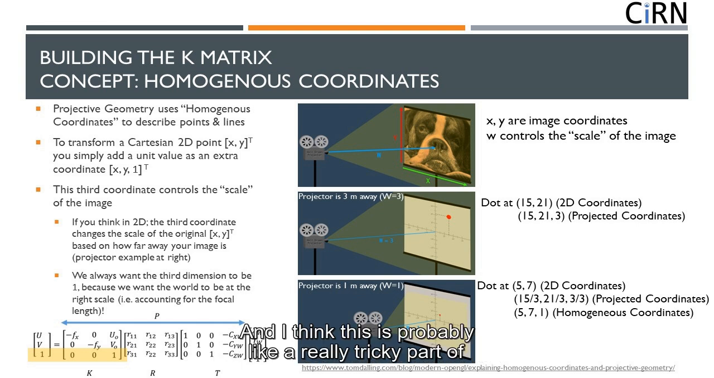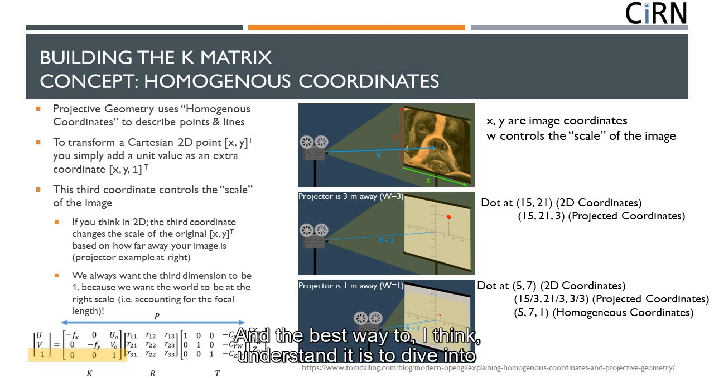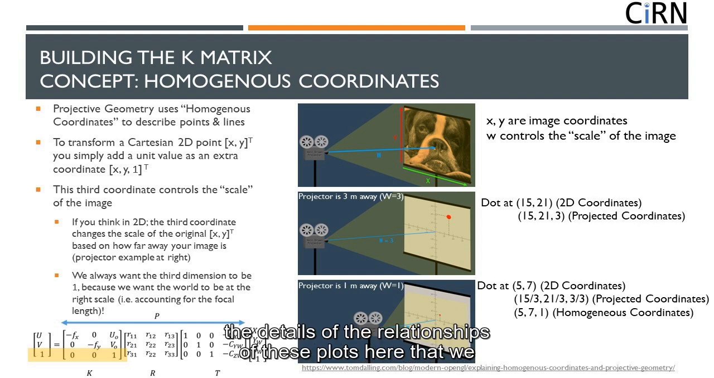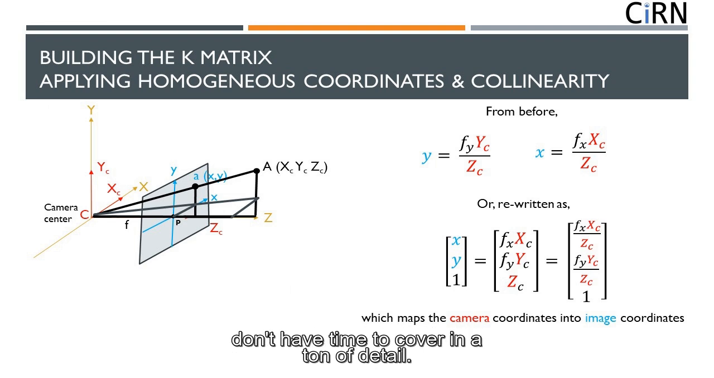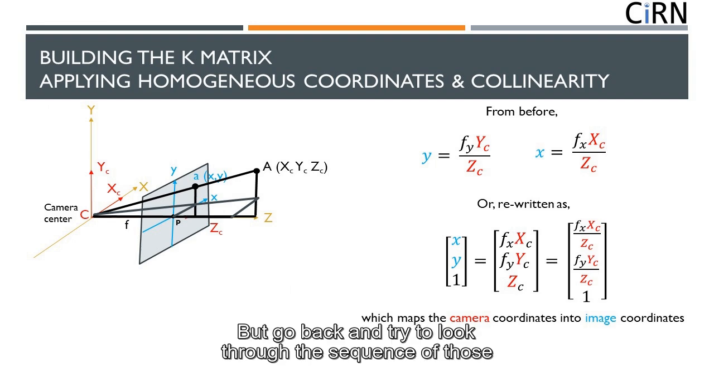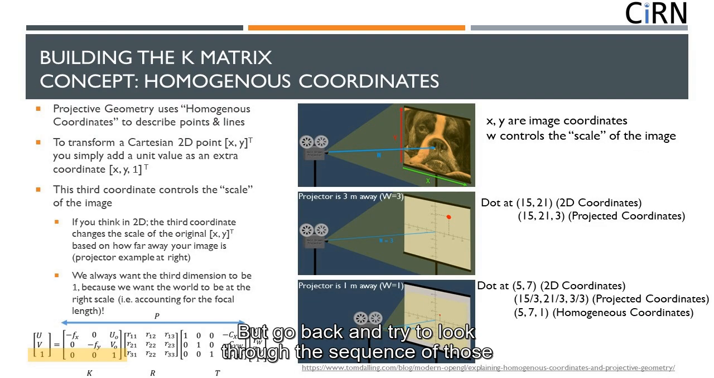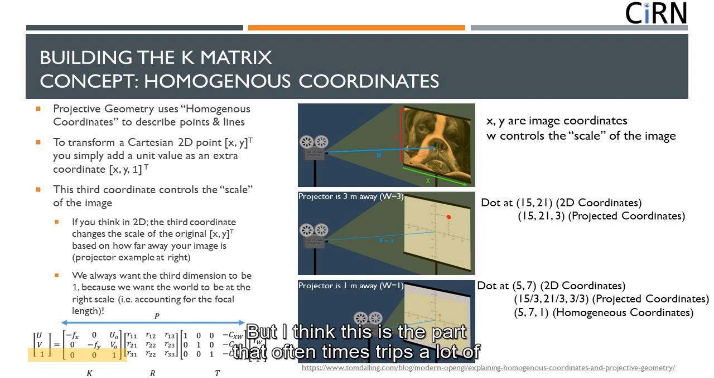And I think this is probably a really tricky part of this lecture, and the best way to understand it is to dive into the details of the relationships of these plots here that we don't have time to cover in a ton of detail. Go back and try to look through the sequence of those slides, and hopefully we've included enough text that it will be clear. But I think this is the part that oftentimes trips a lot of people up in this concept.